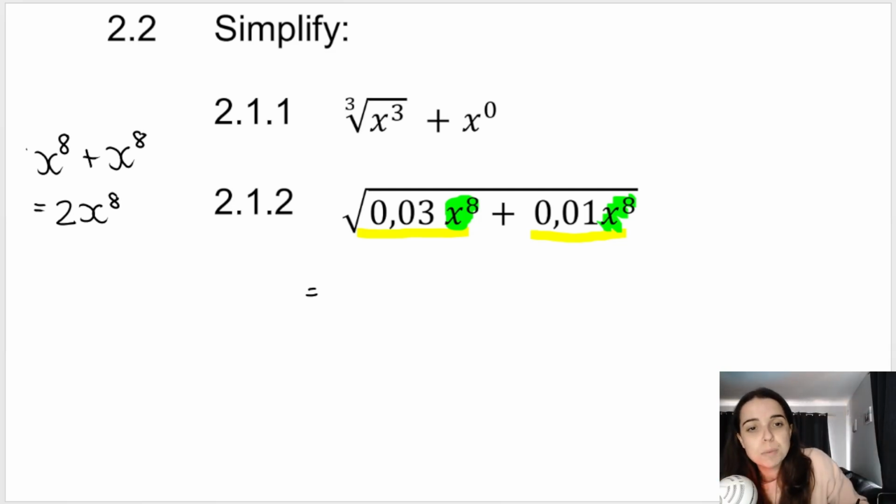When you add like terms, you're adding these big numbers in front. If I have x to the power of 8 plus x to the power of 8... why am I writing that? x to the power of 8 plus x to the power of 6.